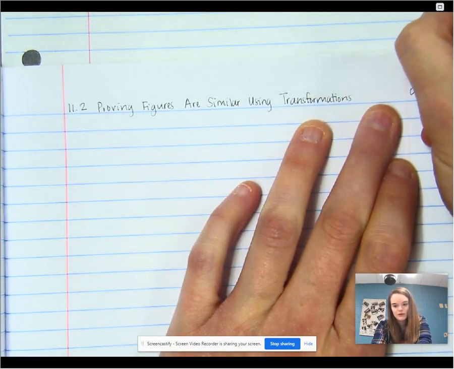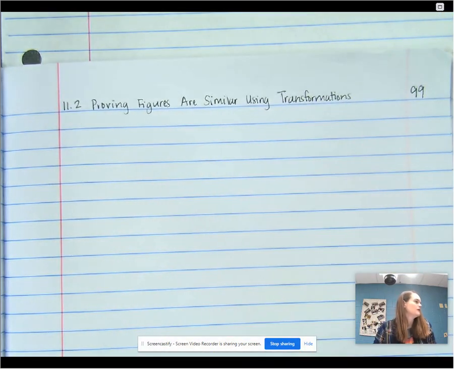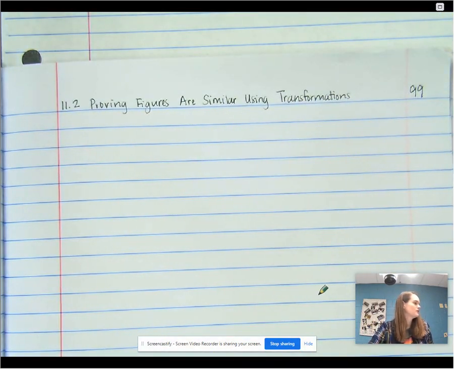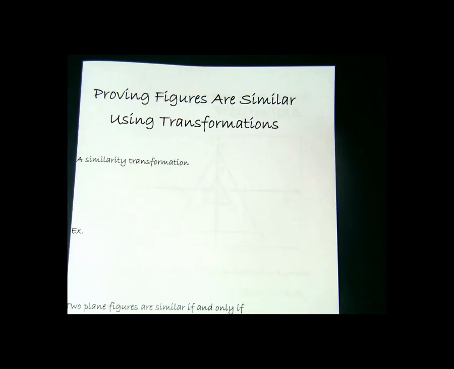Alright, so now we're going to work on the two foldables that are included at the bottom of this video. We'll come back and glue them in a minute. Alright, let's get started on those. Okay, we have discussed dilations. We are now going to start talking about, from dilations, similar figures, and we are going to show that figures are similar using transformations, specifically a dilation.